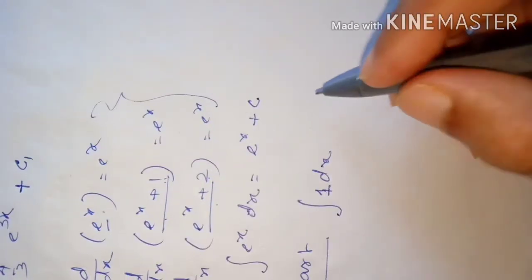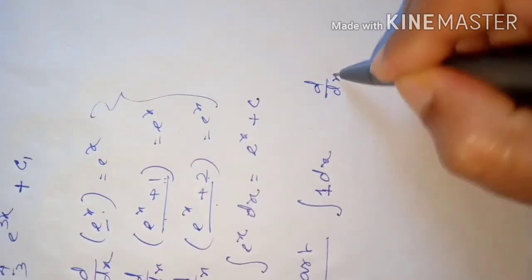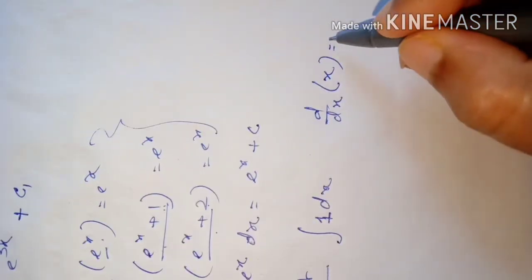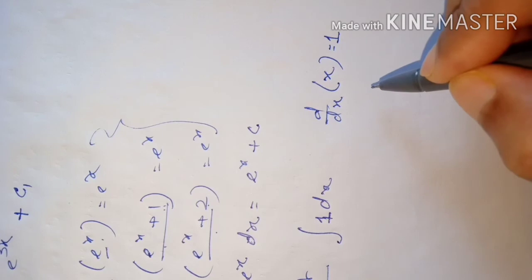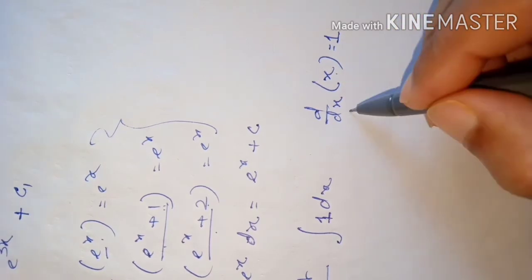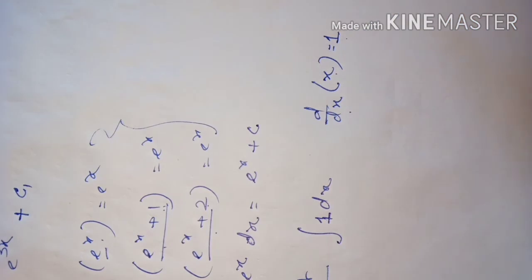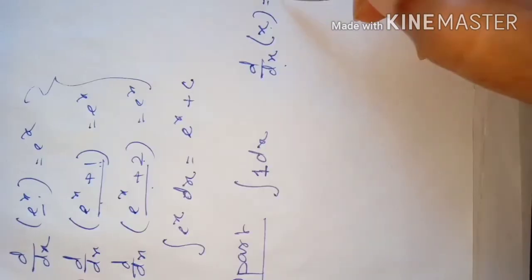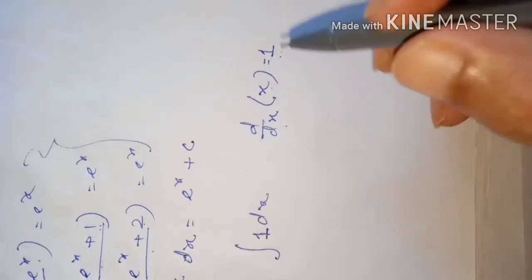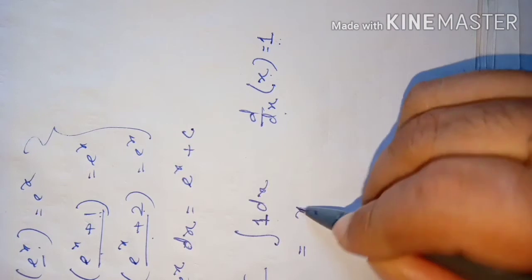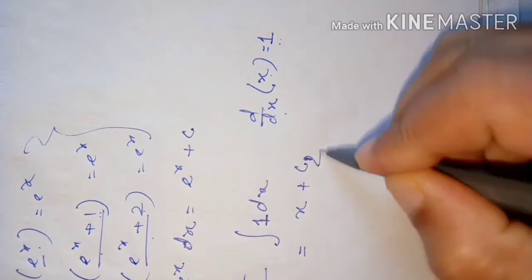Students, you recall d by dx of x. What did you used to get? d by dx of x is 1, no? When x is differentiated with respect to x, it gives us 1. By formula you know. So then the antiderivative of 1 will be what? x. So the antiderivative of 1 will be x plus another constant, say c2.